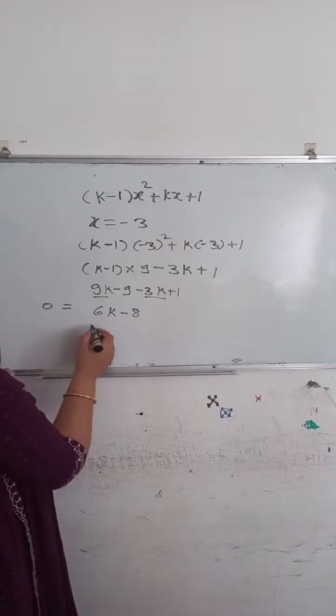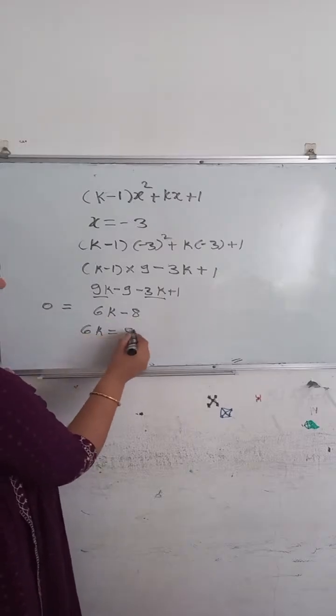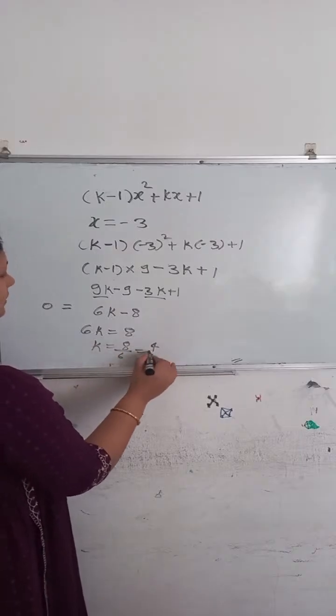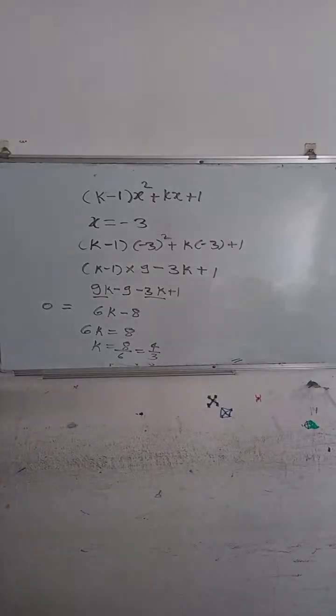Transpose this minus 8 to this side, so 6k is equal to 8 and k is equal to 8 by 6, that is equal to 4 by 3. The value of k is 4 by 3 here. This is a 1 mark question. We did this kind of questions before also. Getting this? Does anyone have any doubt? Getting everyone? Okay, copy this.